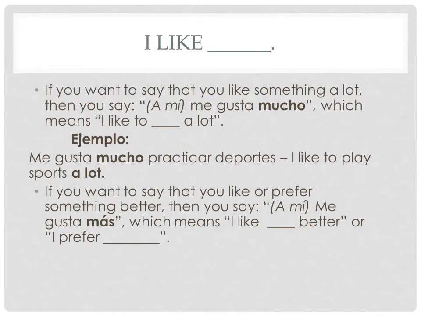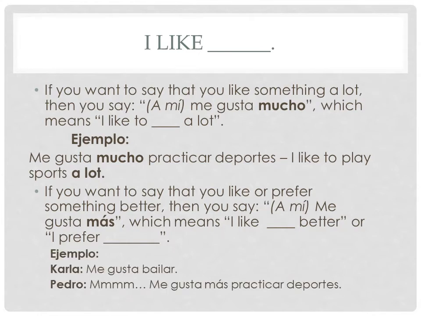Now, let's say that you want to say that you like or prefer something better. Then you would say, a mí me gusta más, which means I like something better or I prefer. So just using más after me gusta would imply that you like this better or that you prefer it. So let's go ahead and look at an example. Carla, me gusta bailar. Pedro, me gusta más practicar deportes. So right there, Pedro is saying that he prefers to practice sports or he likes it better than dancing. Okay, so this is also used to make comparisons. So let's move on.